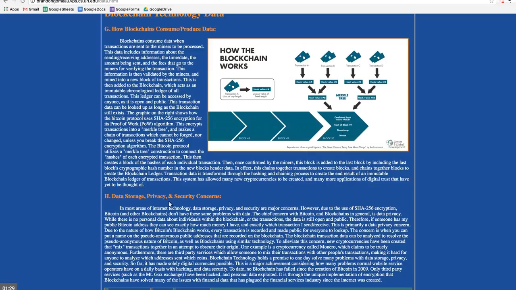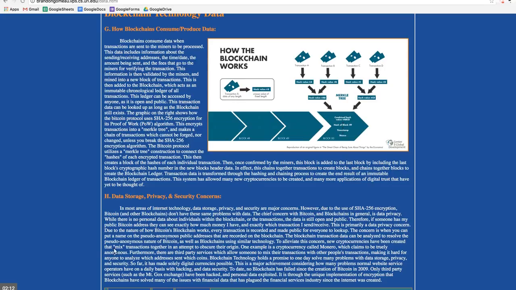For H, data storage, privacy, and security concerns. This is actually unique to Bitcoin, and because of its nature and its use of the SHA-256 encryption, it doesn't have the same problems with data that a lot of these other websites are encountering with hacks and other things. The chief concern with Bitcoin and blockchains in general is data privacy. Every blockchain and all transactions are public and open. Therefore, if someone has my public Bitcoin address, they can see exactly how much money I have and exactly which transactions I send and receive. This is the primary data privacy concern.